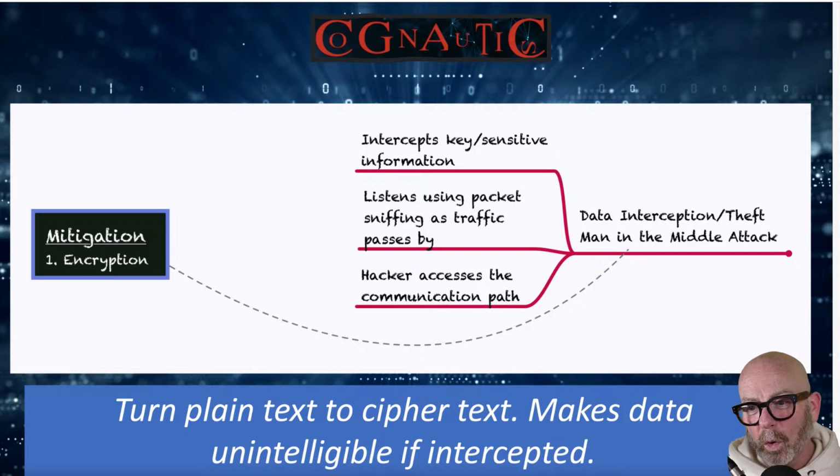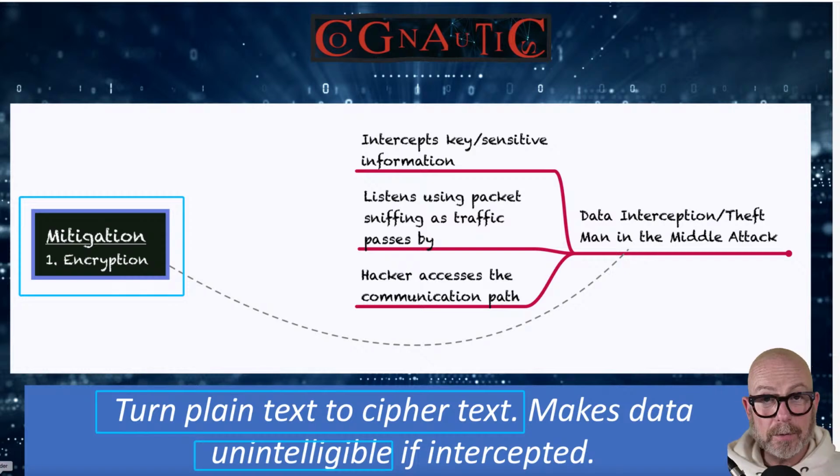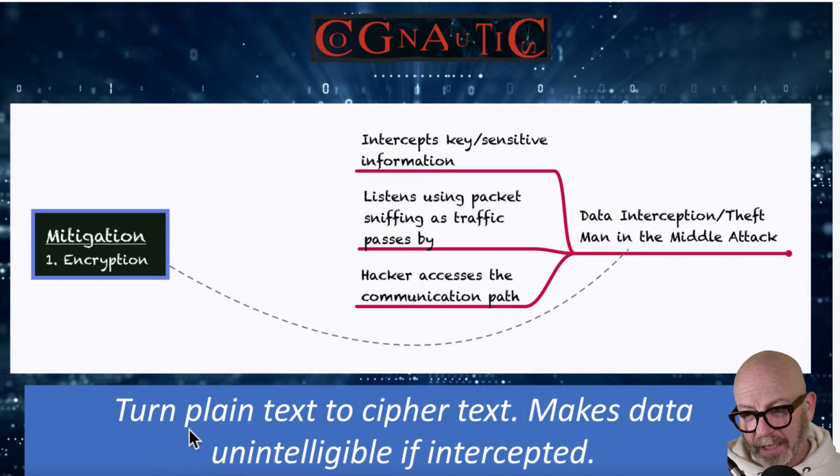So what can you do to mitigate it? Well, the best thing that you can do is to use encryption. And encryption, as I covered last time, means turning plain text into ciphertext, one mark, to make the data unintelligible if intercepted. There's your second mark for that, okay? So we've talked about what a man-in-the-middle attack is, intercepting packets using packet sniffing, and the way that you can prevent it is by encrypting the data.